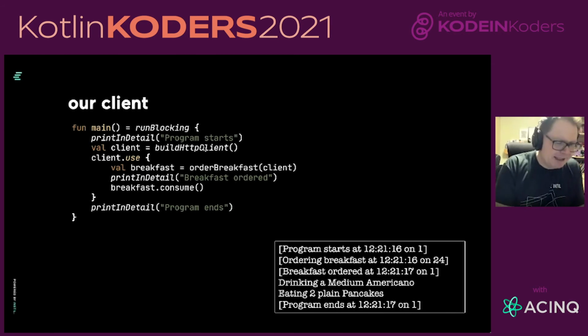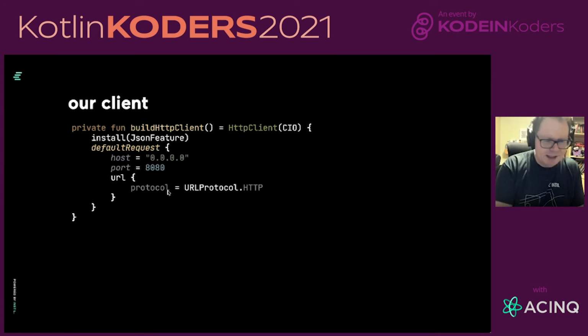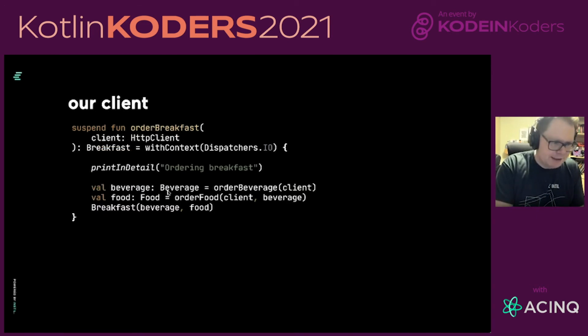buildHttpClient does what it says on the tin. So we're going to get our HTTP client, and then we're going to order breakfast and consume it. So here's our printInDetail, standard stuff, don't need to worry about it. Here's our method for building the HTTP client, standard stuff, don't need to worry about it.